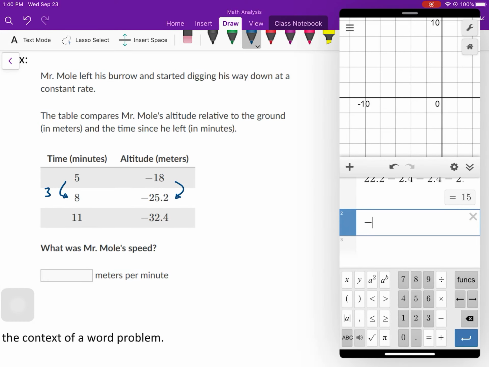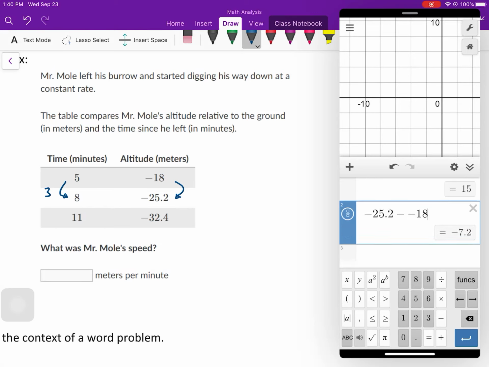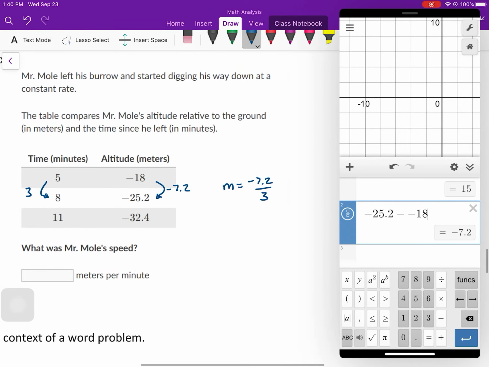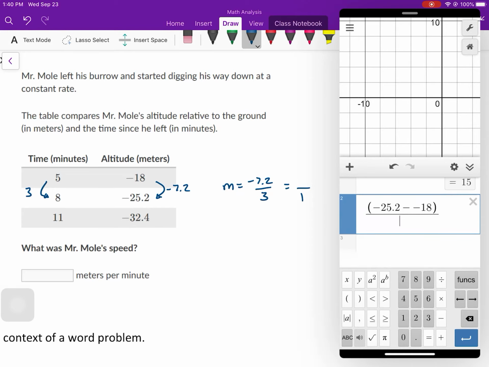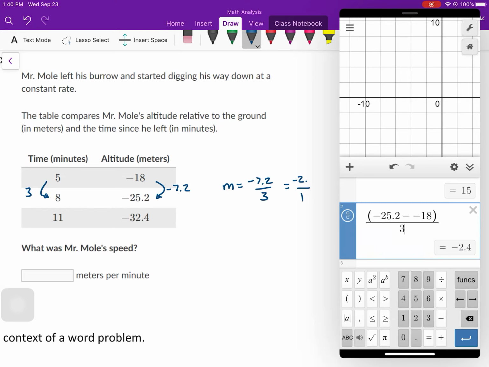So negative 25.2 minus negative 18 is negative 7.2. So our slope is negative 7.2 over 3. So let's divide that to get our unit rate. Which is negative 2.4. Remember, speed we're talking is going to be positive. So he's going 2.4 meters per minute. Because remember, he's digging down. That's why it's negative, because it's going down and down and down.